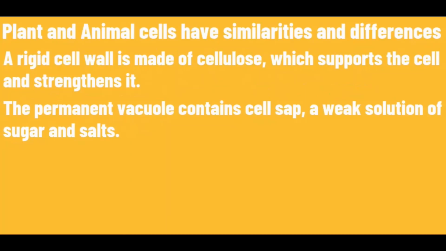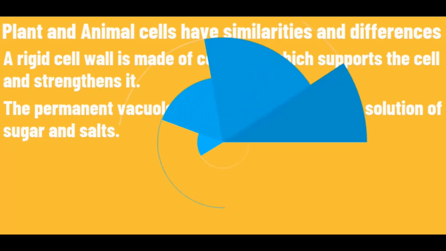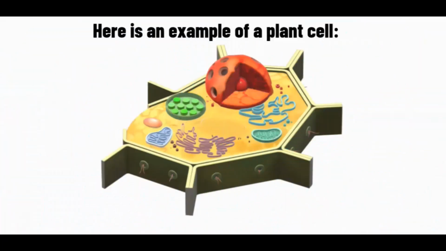A rigid cell wall is made of cellulose, which supports the cell and strengthens it. The permanent vacuole contains cell sap, a weak solution of sugar and salt. Here is an example of a plant cell.